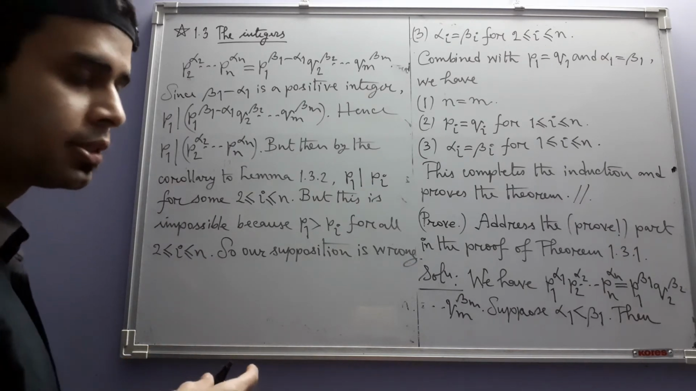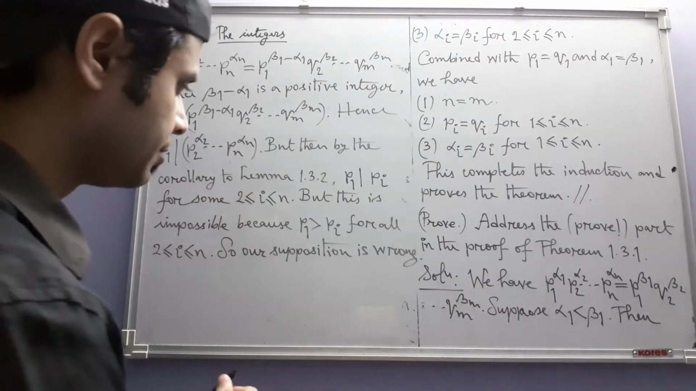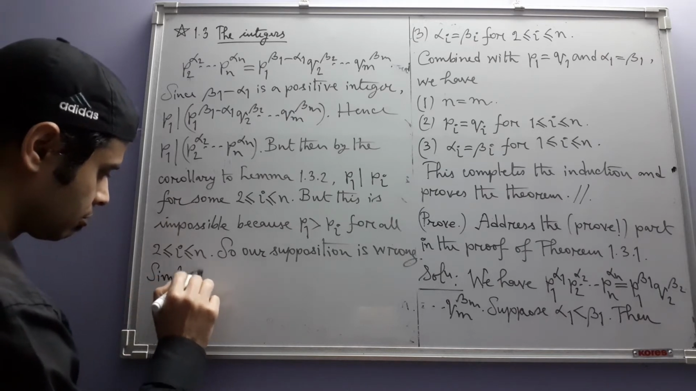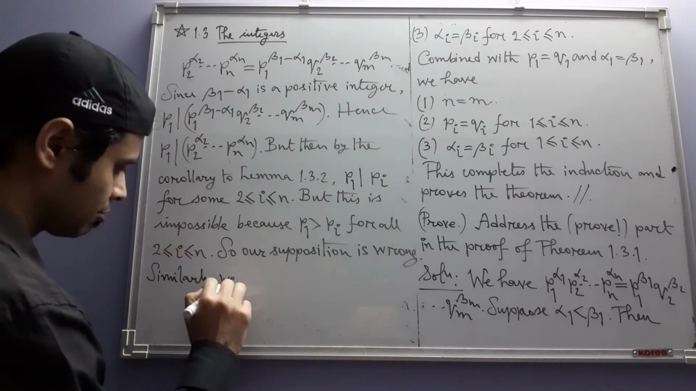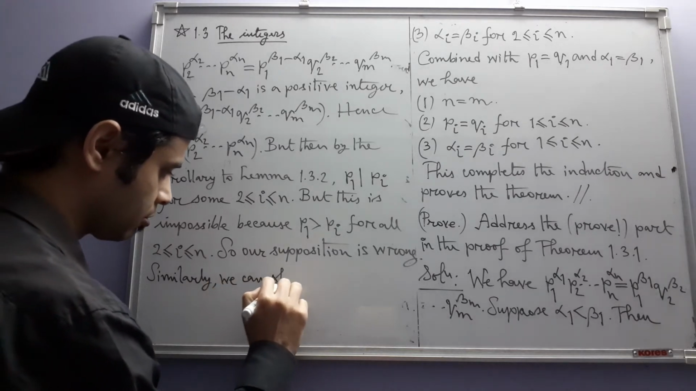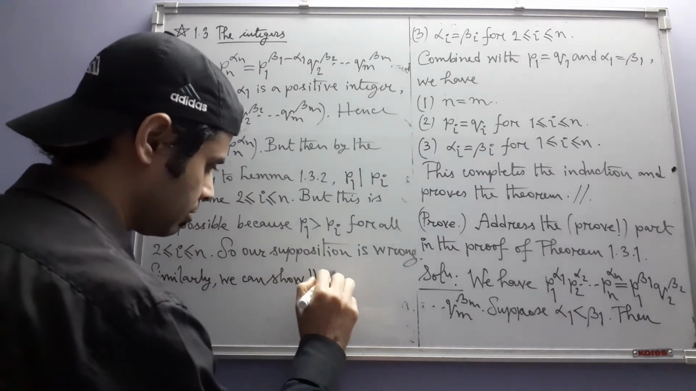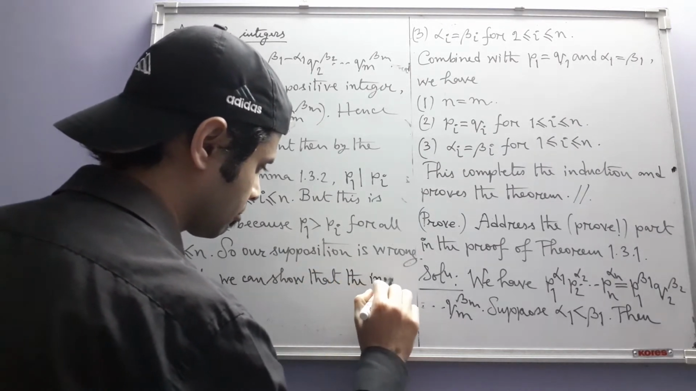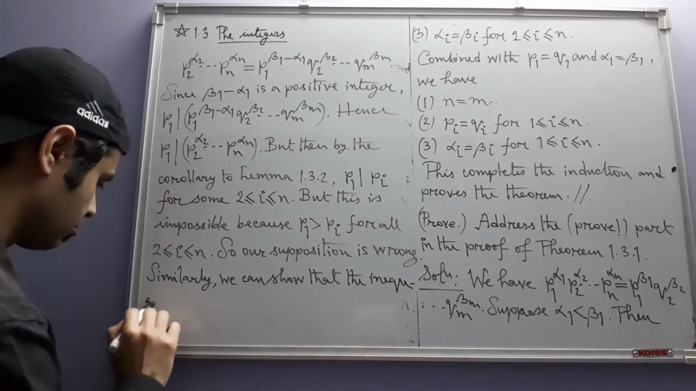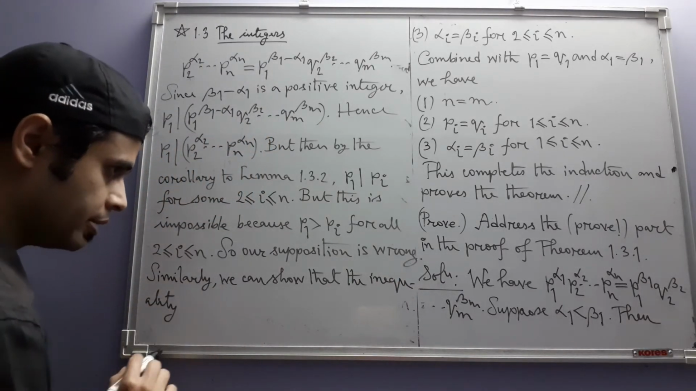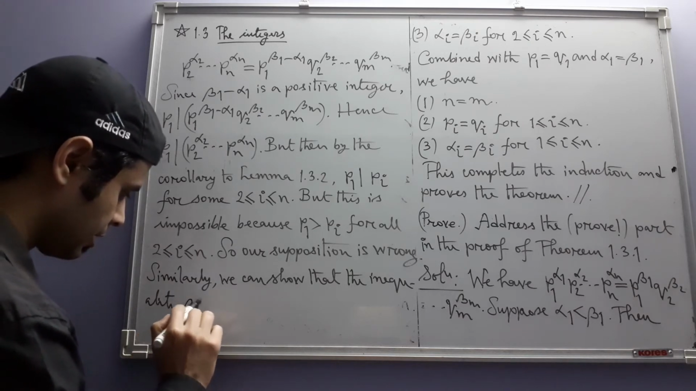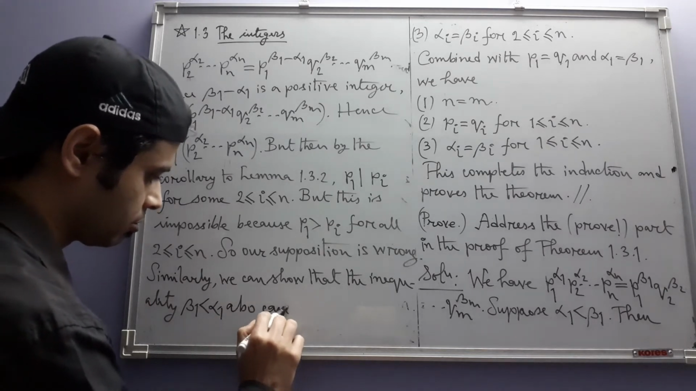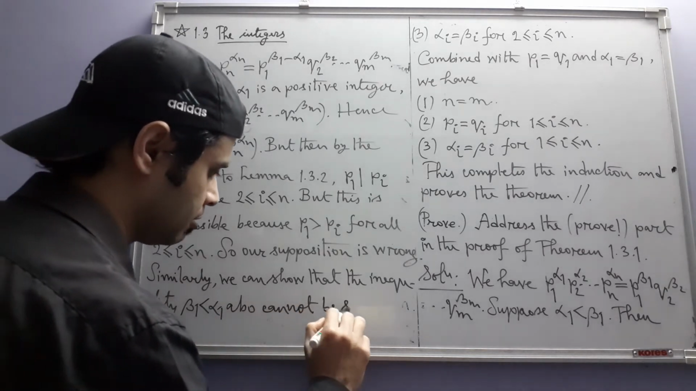So this supposition is wrong. Alpha 1 cannot be less than beta 1. Similarly, we can show that the inequality beta 1 less than alpha 1 also cannot be supposed.